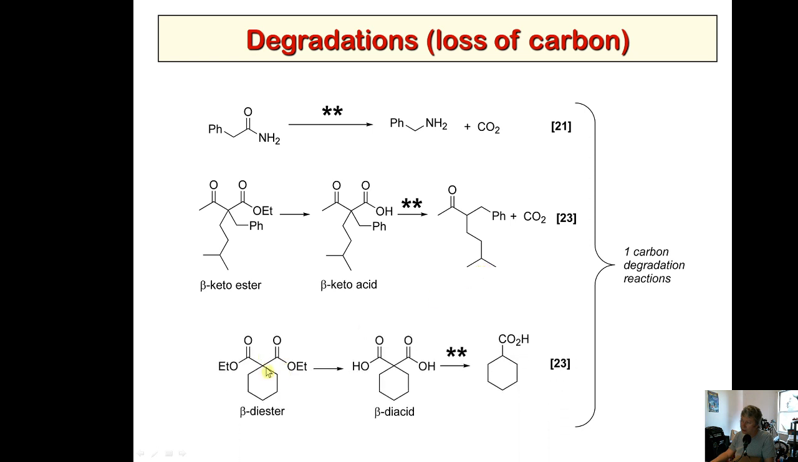Here's the same thing, but a malonic ester type synthesis. You have the diethyl malonate derivative with the ring, hydrolyze the esters, and then decarboxylate. Loss of CO2 makes a simple single carboxylic acid.